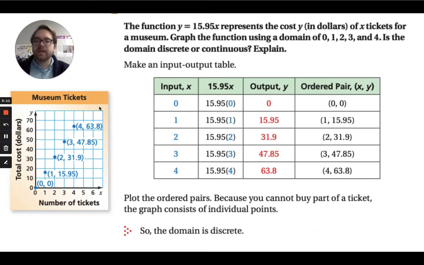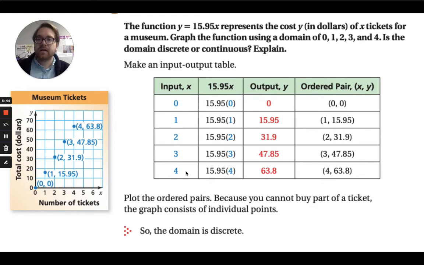So after we look at this and analyze the situation, we think about it. You're buying a number of tickets to get into a museum, and that's determining your cost. So is this going to be a discrete or continuous domain? Here's some of the domain values, 1, 2, 3, 4. Are there any other domain values? Obviously, there could be more. You could buy 5 tickets or 6 tickets or 7 tickets, but you have to ask yourself the question, can I buy 2.5 tickets?